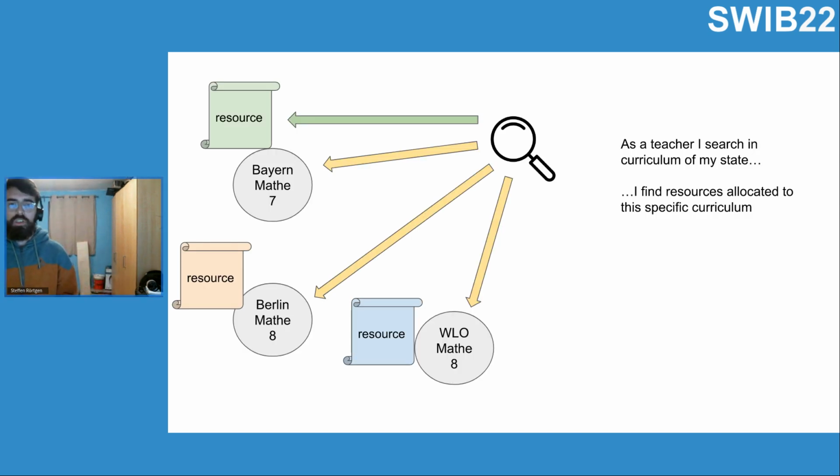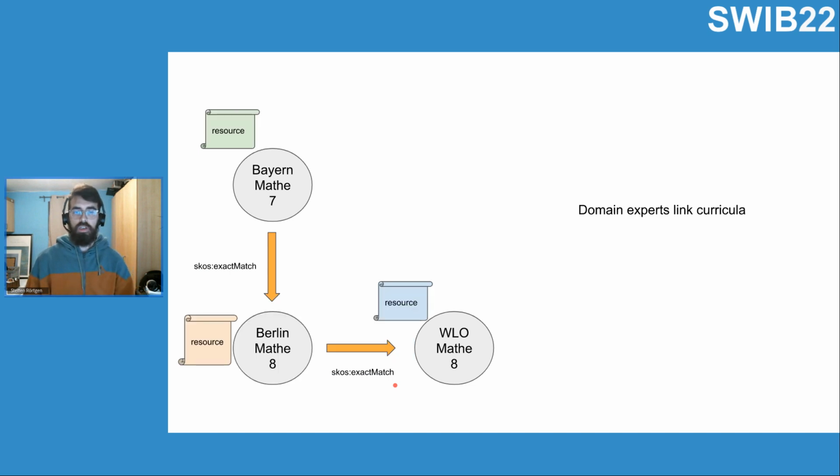So the current state is something like this. If a teacher searches, for example, in a topic related to Bavaria, and he or she finds a dedicated resource allocated to that. If she searches in Berlin, for example, she will find an attached resource to that. And if she searches in some other catalog, she might also find a resource for that. But she only ever finds this one resource. So my idea is now to link topics that are connected to each other.